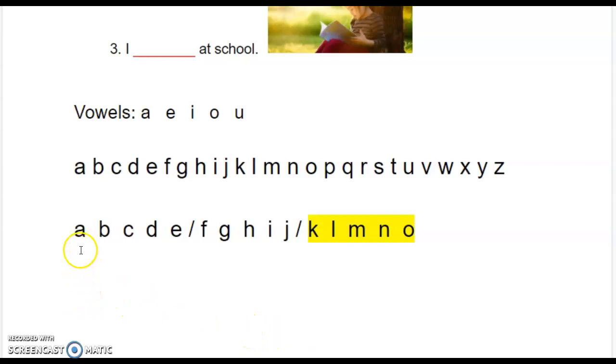Here we have A says A, B says B, C says K, D says D, E says F, F says F, G says G, H says H, I says I, J says J, K says K, L says L, M says M, N says N, O says ah.